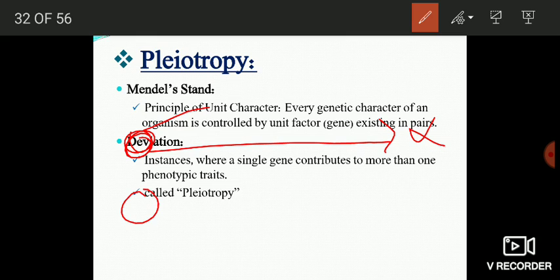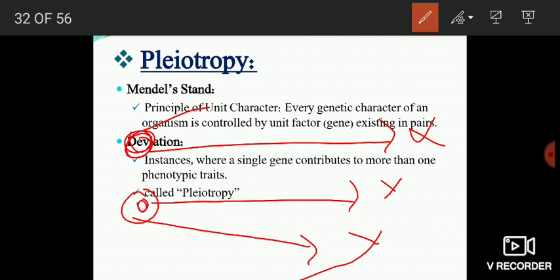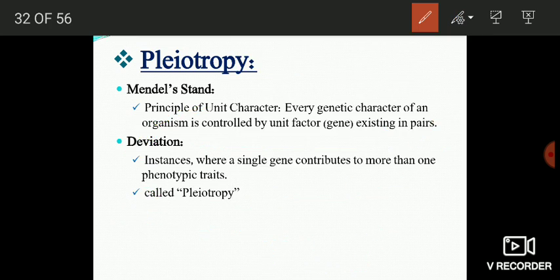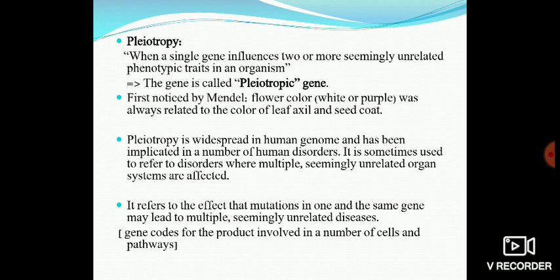But after Mendel, a number of instances surfaced where it has been found that a single gene contributes to more than one phenotypic trait. Okay, for example, ये एक gene है, it controls character X, and besides character X, it controls character Y, and it controls character Z. So all such instances wherein a single gene controls more than one phenotypic trait are known as pleiotropy. So the simplest way of defining pleiotropy is when a single gene influences two or more seemingly unrelated phenotypic traits in an organism, this is known as pleiotropy.